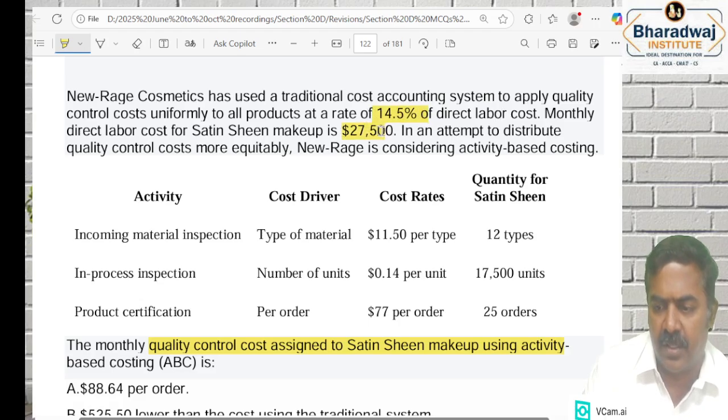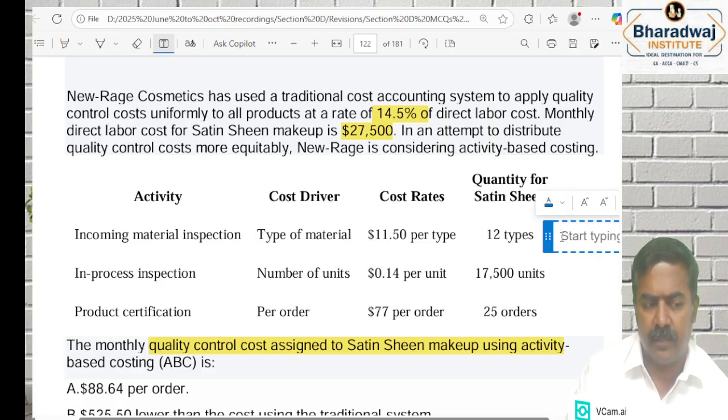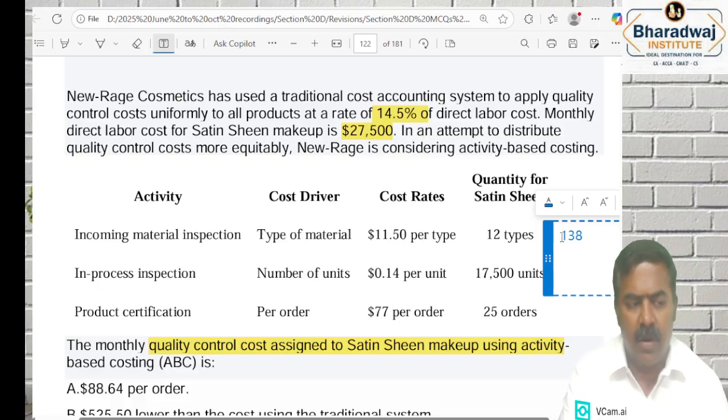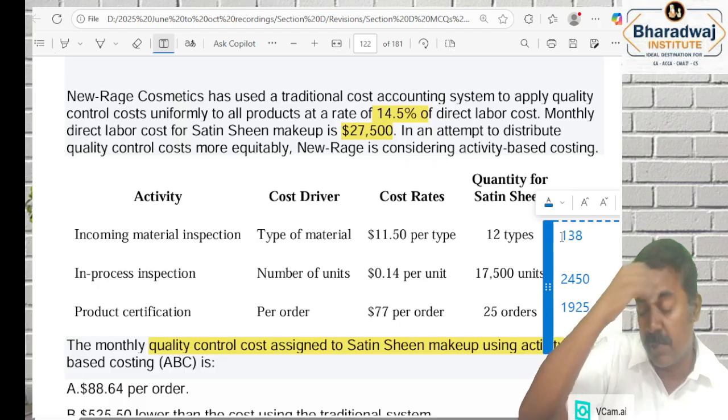14.5% of our direct labor cost, which is coming to 27,500. You just multiply and tell me. 12 into 11.5. How much do you get? 138. 17,500 into 0.14. 2450. 25 orders into 77. 1925. What is the total? 4513.